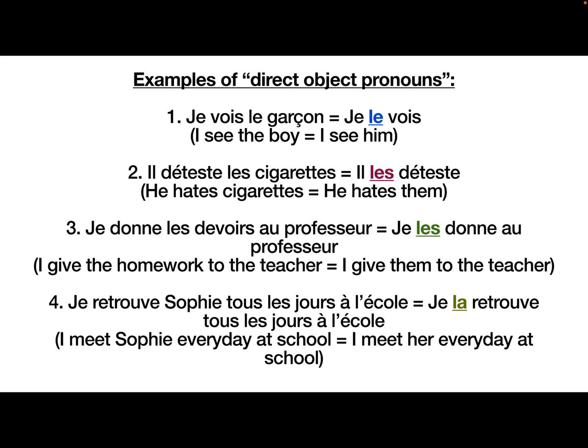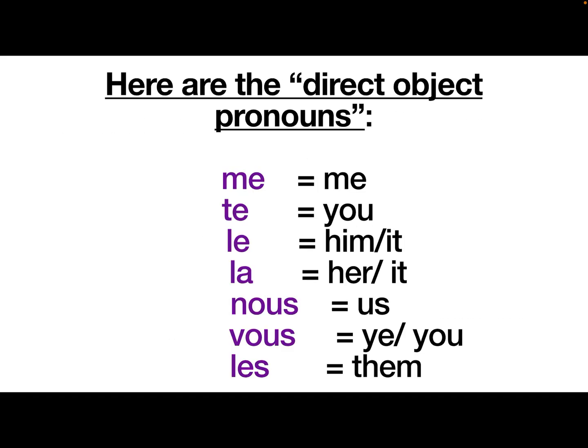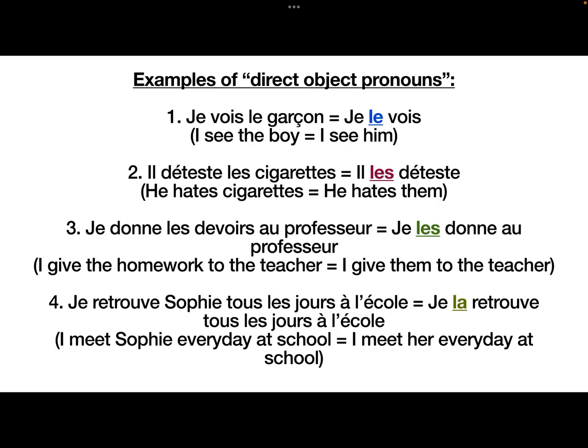Okay? And number 4, je retrouve Sophie tous les jours à l'école. I meet Sophie every day at school. You want to say I meet her every day at school. So her. Let's look back at our list of direct object pronouns. What's her? Me, te, le, la. So I meet her every day at school. Drop the name Sophie and replace it with la and put it before the verb. Je la retrouve. So je la retrouve tous les jours à l'école.